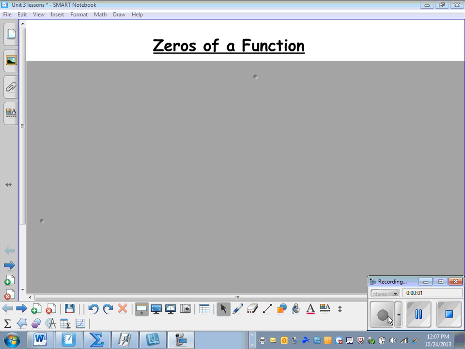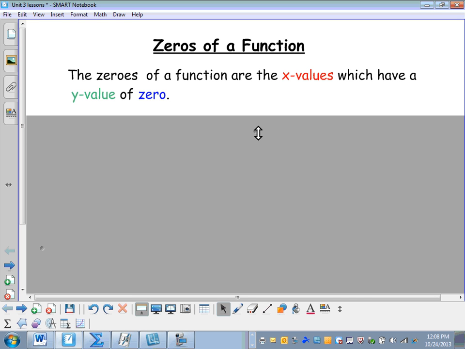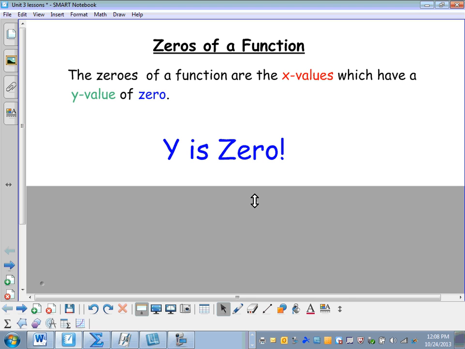Lesson is on zeros of a function. The zeros of a function are the x values which have a y value of 0. Y is 0.